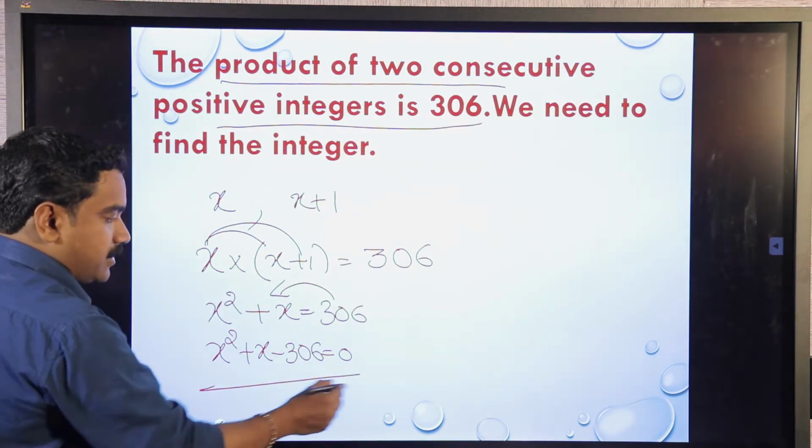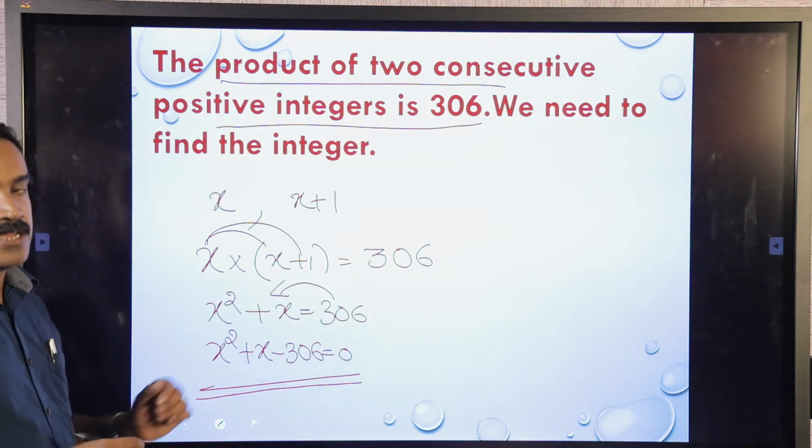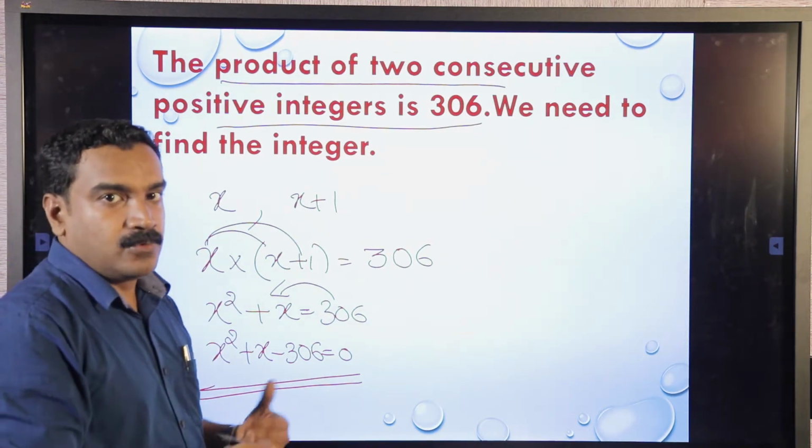Is it a quadratic equation? What is the highest power? The highest power is x square, the degree is 2, that's why it's a quadratic equation. Okay, then move to the next one.